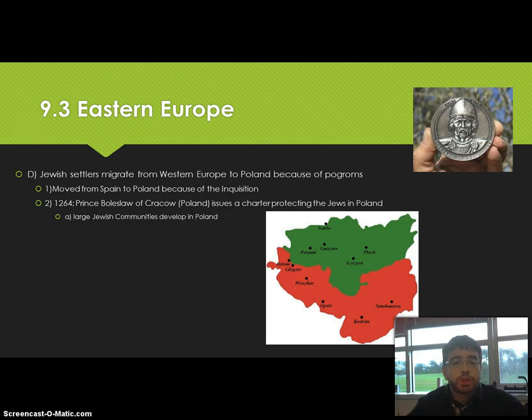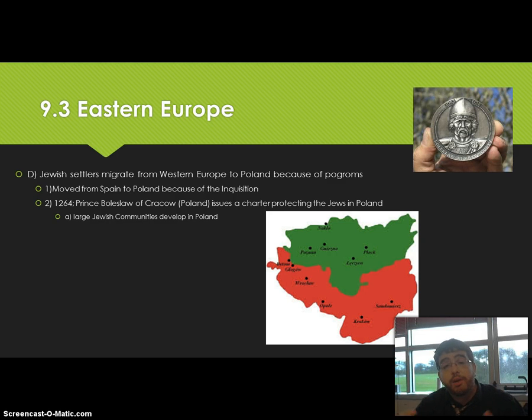From there, we also get a whole bunch of Jewish settlers migrating from Western Europe to Poland because of these things called pogroms. Make sure you write down this idea. A pogrom is when Jewish communities are forced either to flee, or to be killed, tortured, imprisoned, forced to convert, or when they are required to leave or live in a ghetto.